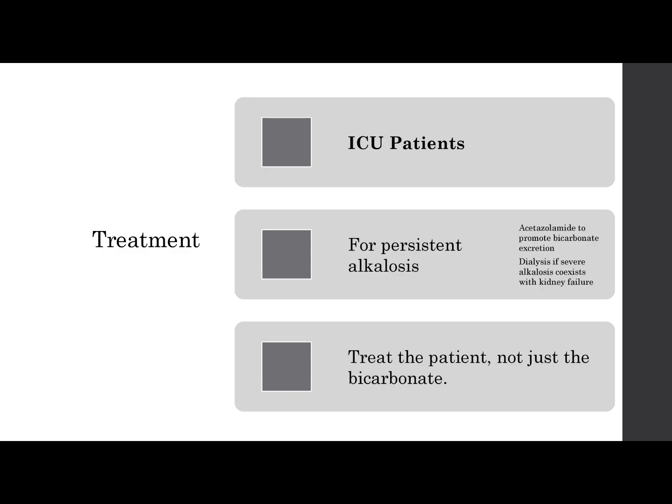In ICU patients, for persistent metabolic alkalosis despite conventional therapy, options include acetazolamide to promote bicarbonate excretion, dialysis if severe alkalosis coexists with kidney failure, and rarely, intravenous hydrochloric acid in life-threatening alkalemia with pH above approximately 7.55 to 7.60 when conventional therapy fails, administered only in experienced critical care settings with close monitoring. Remember, treat the patient, not just the bicarbonate.